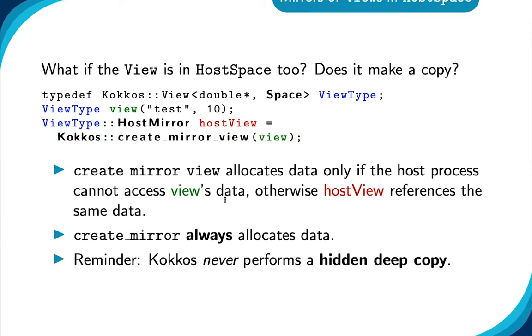Create mirror view, with this view appendix, essentially indicates that it may not necessarily create a new allocation. If the host process can already access the view, it will just return that view. So host view and view would alias each other. It will only allocate if the host process cannot access the original view. There's another function, create mirror, which always allocates data. There might be algorithmic reasons why, even if you're just running on a single CPU, a single memory space, you need to do that. And so create mirror can do that.